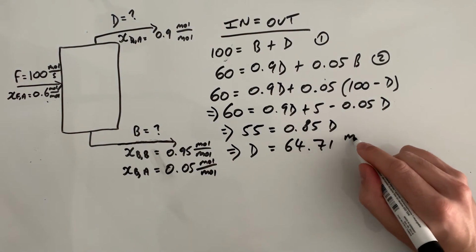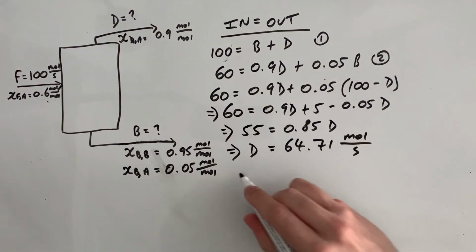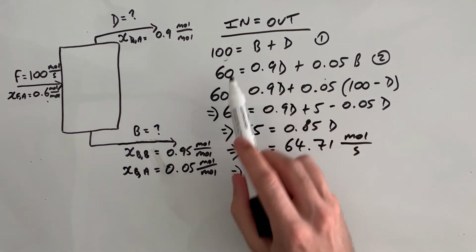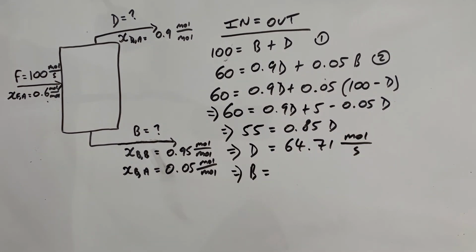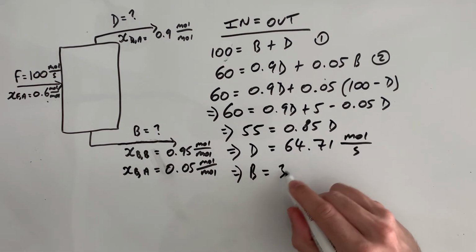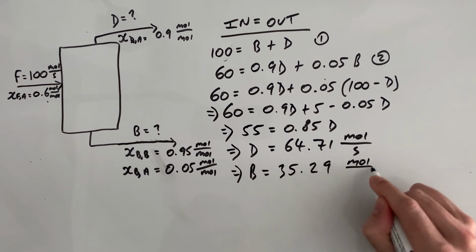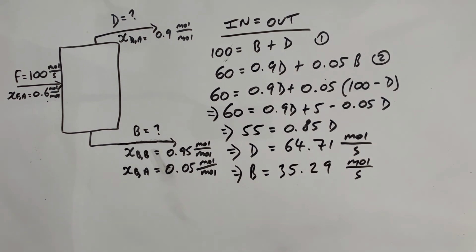D is equal to 64.71 moles per second, which means that B, going back to our equation here, is 100 minus this, which is 35.29 moles per second. And that is exactly how you would solve a simple material balance around the distillation column.